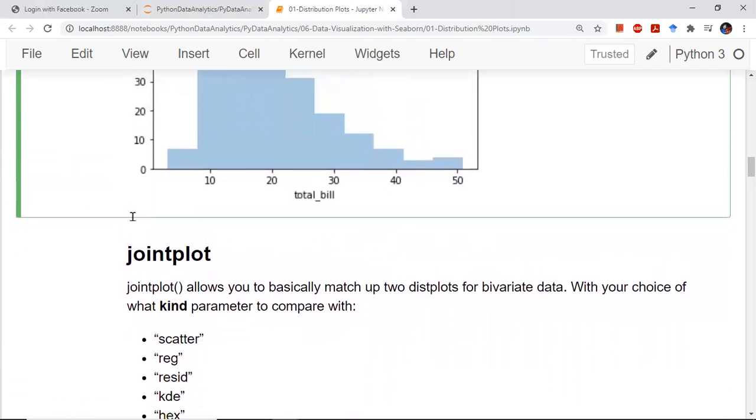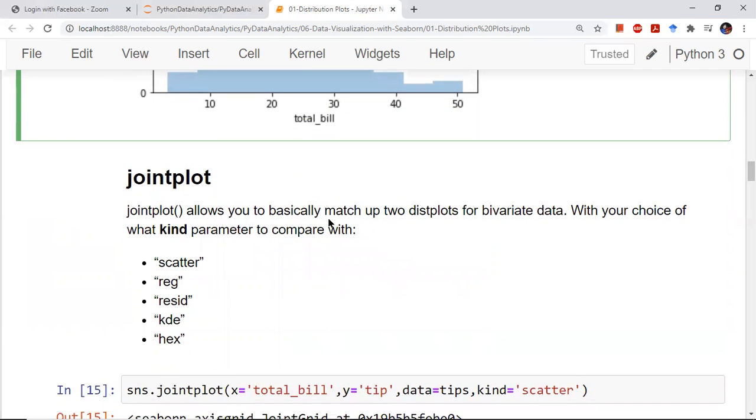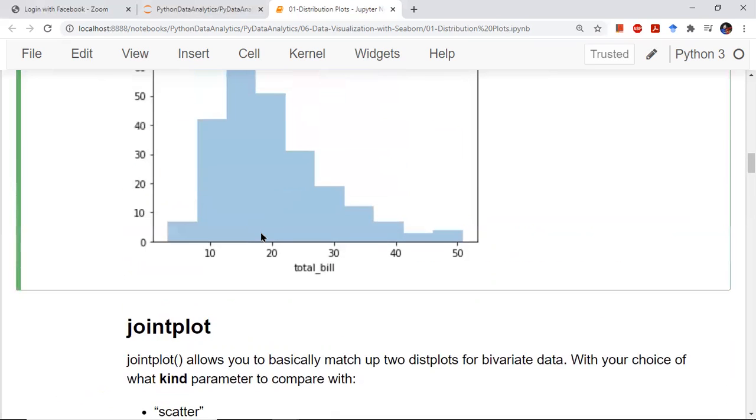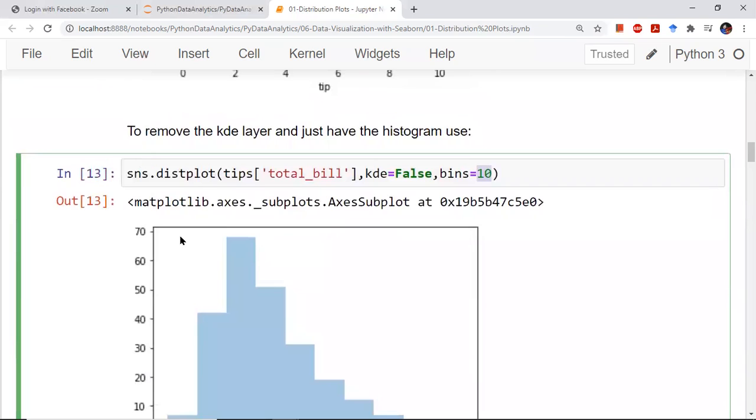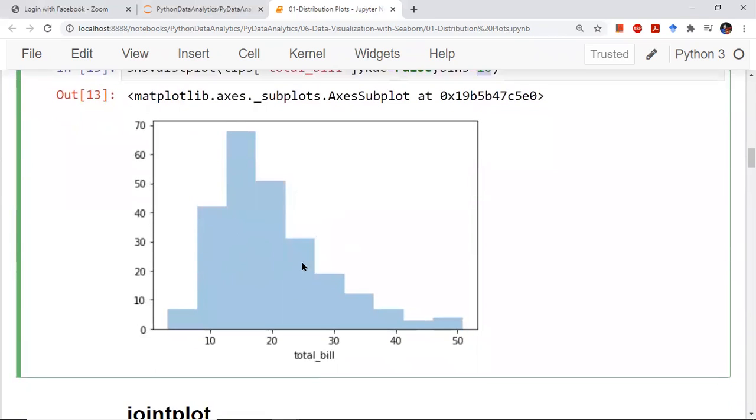Next, we look at joint plot. Joint plot allows you to basically match up two distribution plots for bivariate data, with your choice of what kind parameter to compare with. This particular distplot allows us to look at only one variable. The y-axis is how many times this particular data occurs.